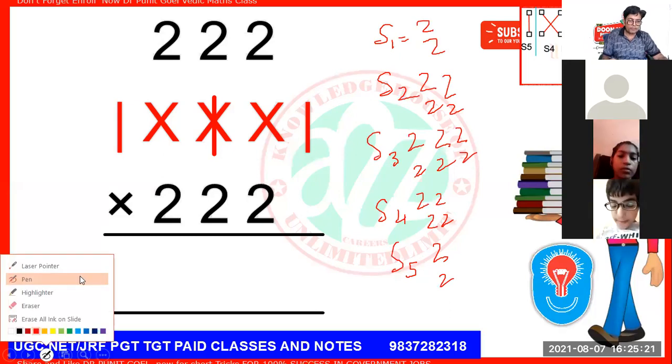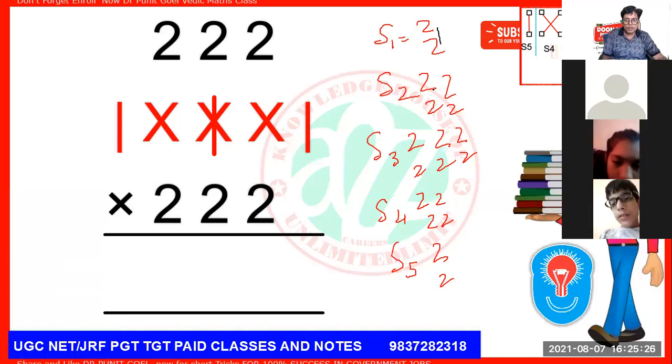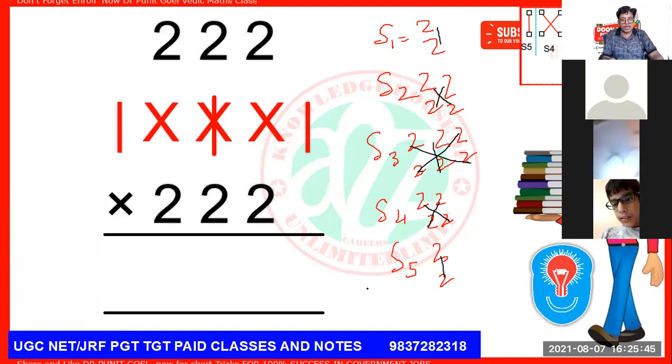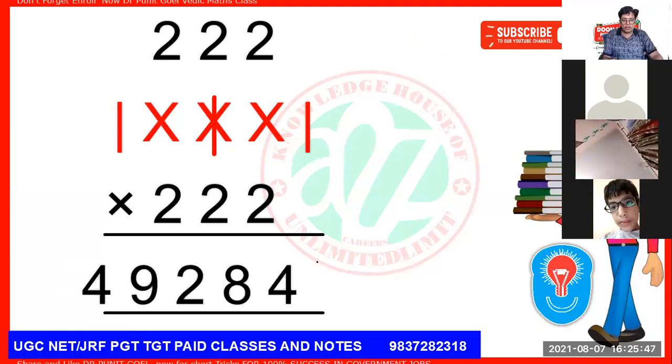Digits are same, but how fast you will do? One cross, triple cross, double cross, single cross. The answer is correct. Shivans, Mayam, all are correct. 49284 will be the answer. Got it?